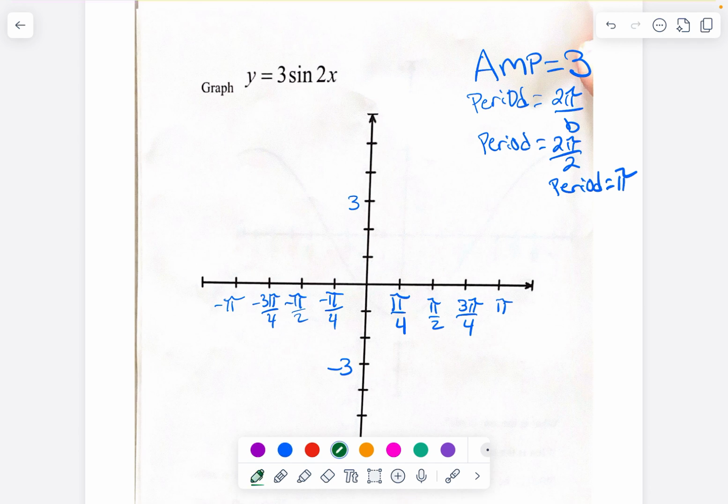We are going to plot a point. We know sine starts at the origin. And then there are 4 important points. Sine functions are going to go up to the amplitude at the first quadrant mark, so the first quarter mark.